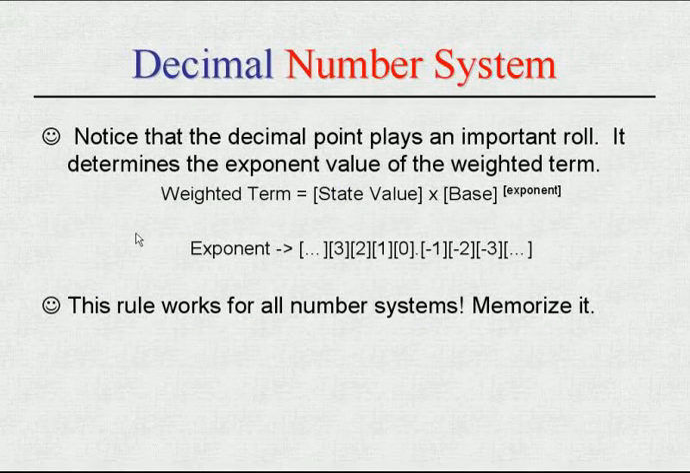Notice that the decimal point plays an important role in a decimal number. It determines the exponent value of the weighted term. So the weighted term is always the state value times the base to an exponent value. And again, the exponent value comes from where this state value is located with respect to the decimal point. If we have numbers in front of the decimal point, the exponent value starts at 0 and goes up. And if we have numbers after the decimal point, the exponent values will be minus 1, minus 2, minus 3, and so on.